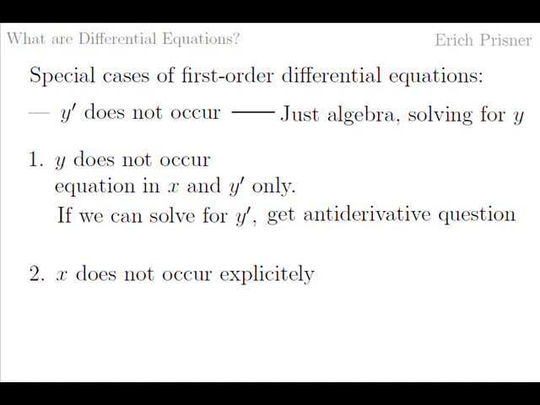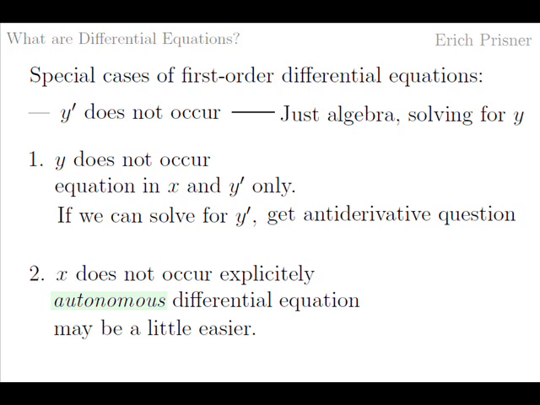Now, if x does not occur explicitly in this equation, we call the differential equation autonomous. The law connecting y equals f of x and its derivative is the same for every x. This type tends to be a little easier to do.